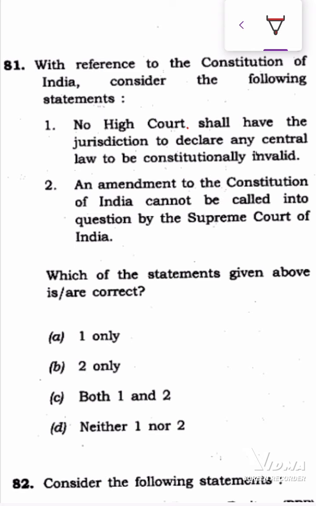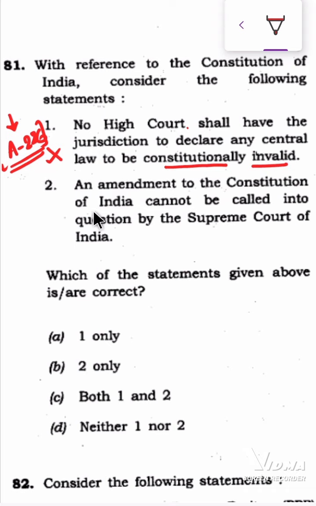So let's start. With reference to the Constitution of India, consider the following statements. No High Court shall have the jurisdiction to declare any central law to be constitutionally invalid. No, this statement is wrong. Under Article 226, High Court can issue various writs, habeas corpus, certiorari, and quo warranto, where it could declare the central law invalid if it violates the fundamental rights and the other rights concerned in Article 226 of the Indian Constitution. So statement 1 is wrong.